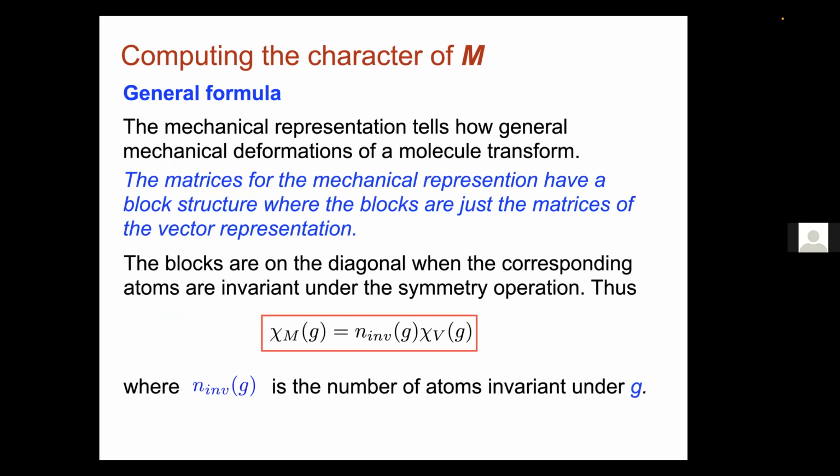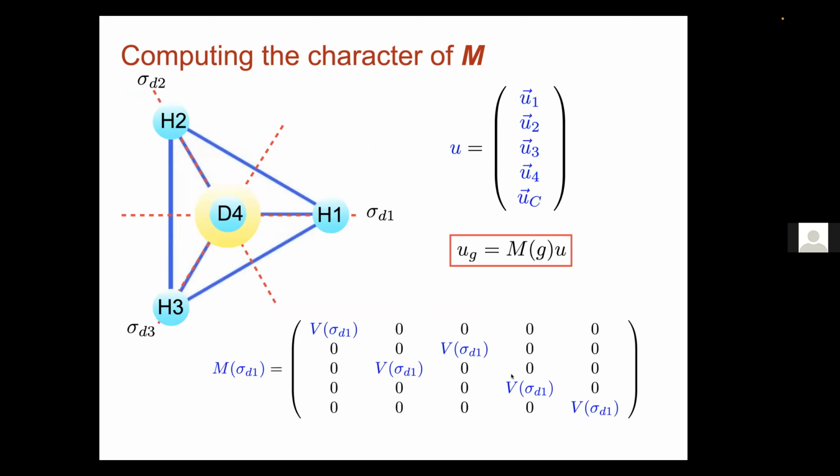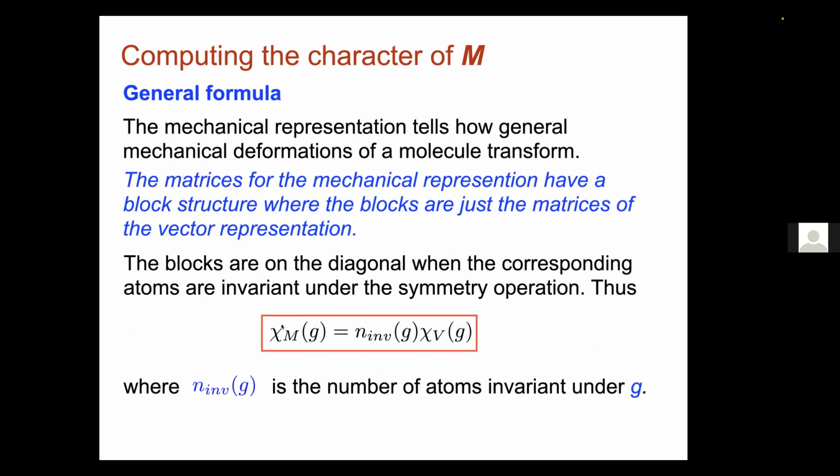The matrices for the mechanical representation have a block structure where the blocks are just the matrices of the vector representation. The blocks are on the diagonal when the corresponding atoms are invariant under the symmetry operation. And only blocks on the diagonal can contribute, obviously. I mean, this doesn't contribute to the trace, this doesn't contribute to the trace. Therefore, the character of the mechanical representation I just obtain by multiplying, for each element, the character of the vector representation times the number of invariant atoms for that element. And that's all.